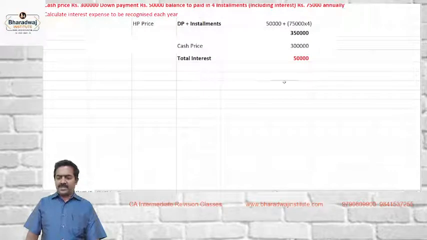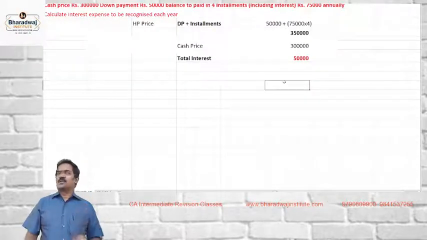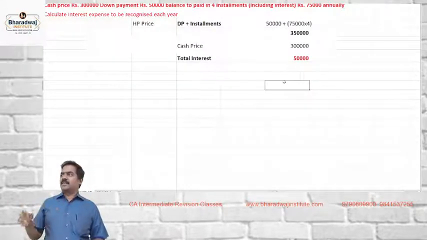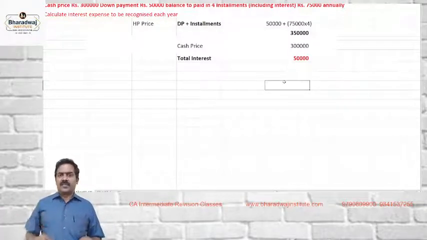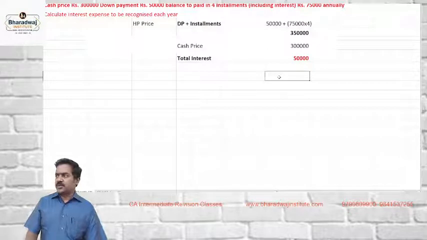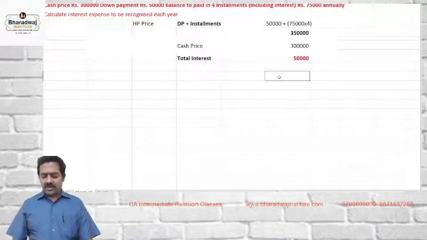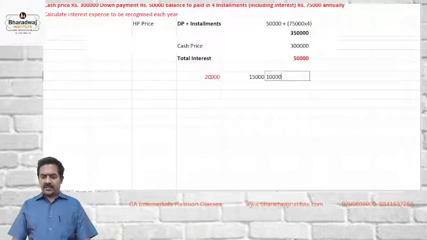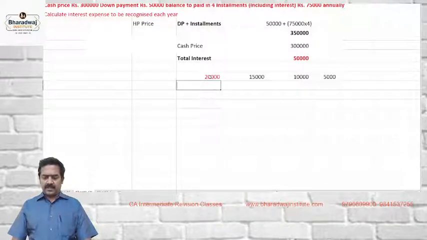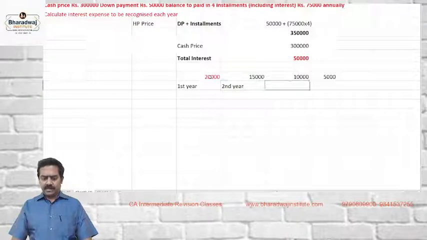Okay, by the crude method you can do a 4:3:2:1 ratio. Interest will be in which order? Reverse order. Interest will be in reverse order of the years, 4:3:2:1 ratio. So interest will be like 20,000, 15,000, 10,000 and what? 5,000, for first year, second year, third year and what?